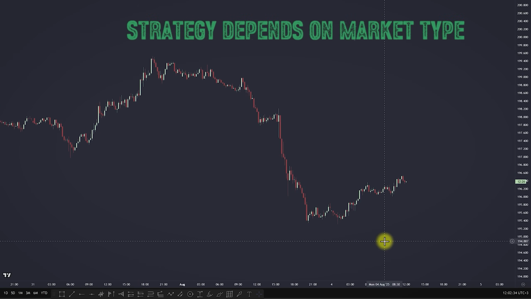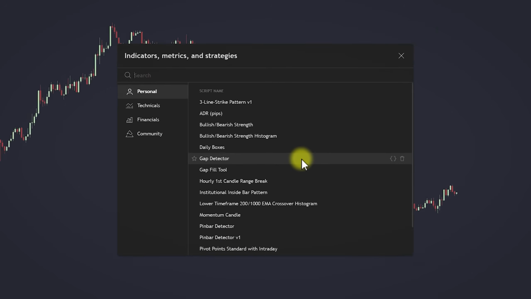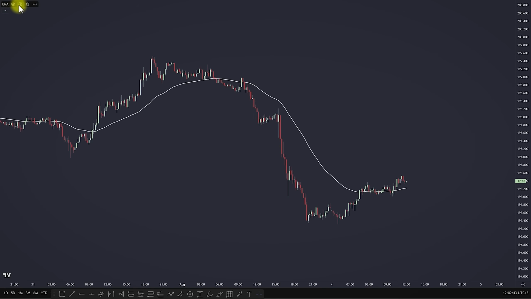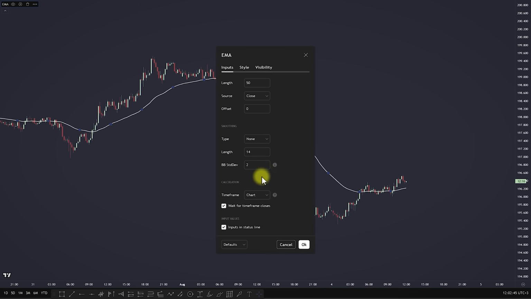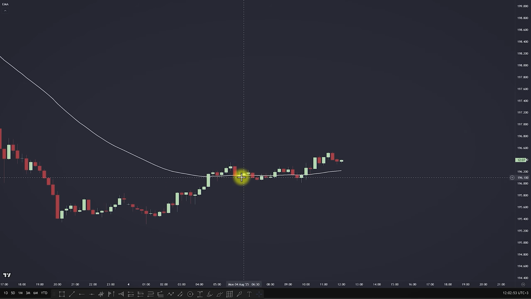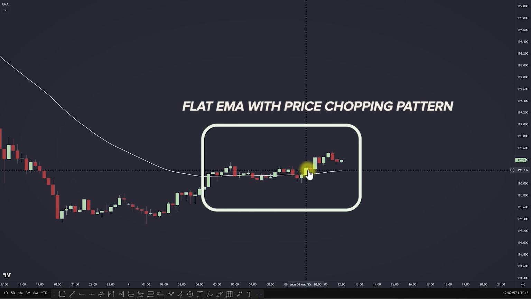So how do you tell the difference? Here's the dead simple method that works every time. Add a single moving average to your chart, the 50 EMA. When price is above this line, you have an uptrend bias. When price is below, you have a downtrend bias. But what about ranges? Watch this. The 50 EMA will be flat, and price will be chopping around it.